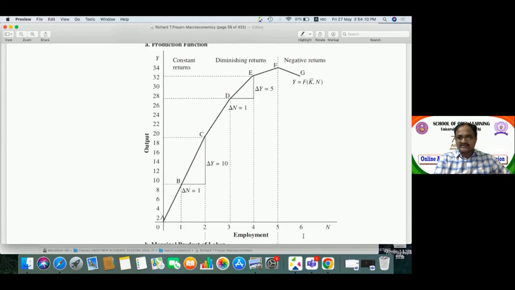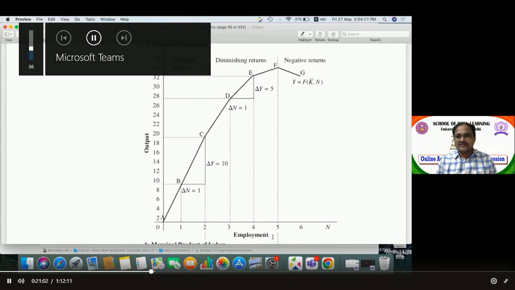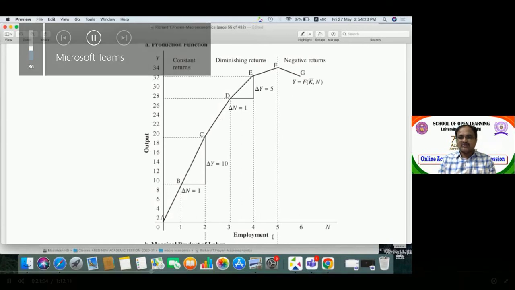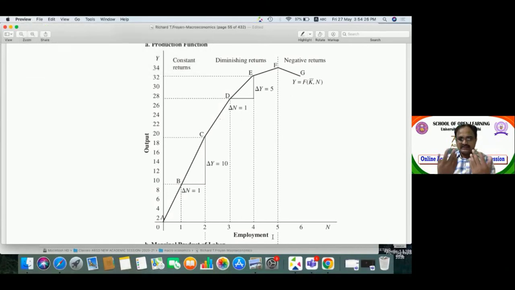Okay, suppose the x-axis is, dear students, the labor input, which you can also call employment. Employment means the number of homogeneous labor. How many members are we using? How many members are employed? Got it? How many members are working as homogeneous labor?